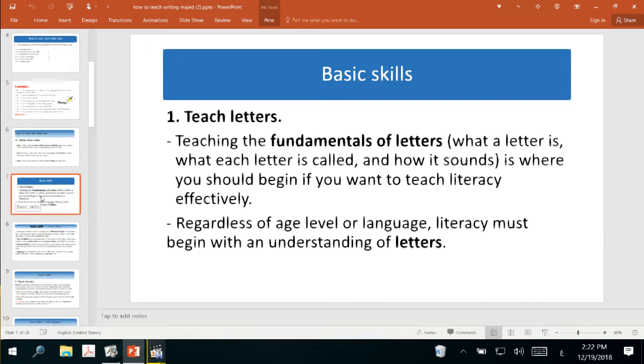After these steps, we can start with basic skills. The first skill, and the one we have been talking about, is to teach letters. So we start after giving the shapes of the way to form the letters. We start teaching them letters. Fundamentals of letters: what a letter is, what each letter is called, and how it sounds. This is where you should begin if you want to teach literacy effectively.